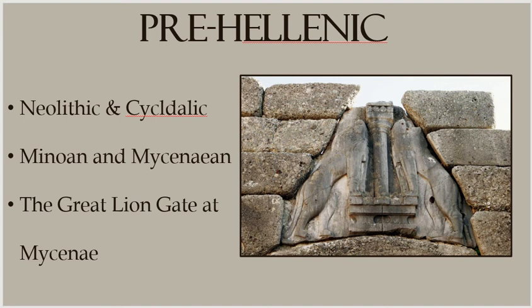This period encompasses also Neolithic and Cycladic figures, as well as both the Minoan and Mycenaean culture. So a lot of examples of sculpture from this time were small votive sculptures, specifically in bronze and terracotta, that were just used for funeral purposes. So they were used in domestic shrines and rural sanctuaries of the Minoans and Mycenaeans. The only really monumental work of this time is the Great Lion Gate at Mycenae.